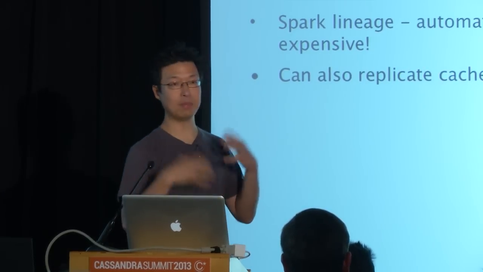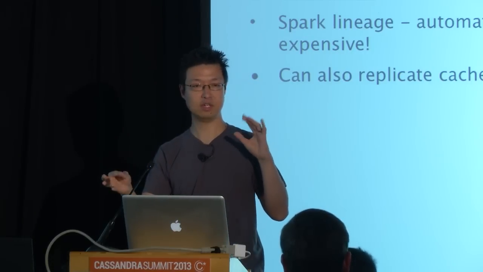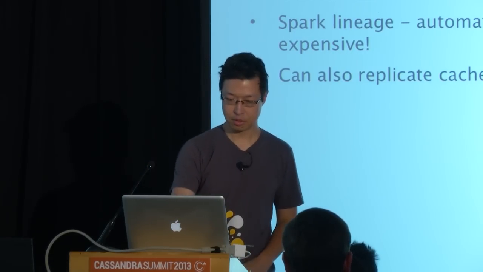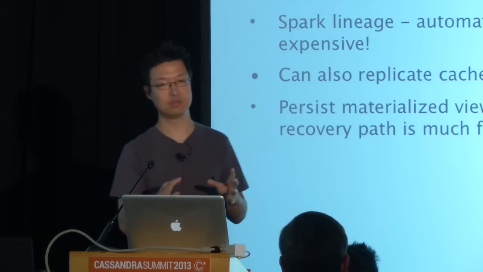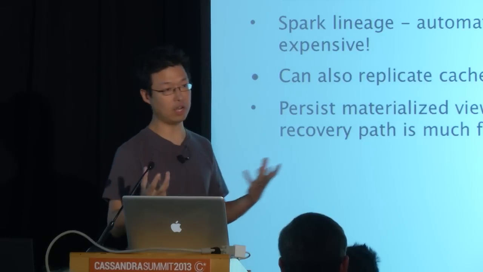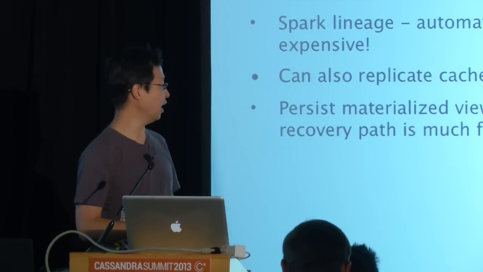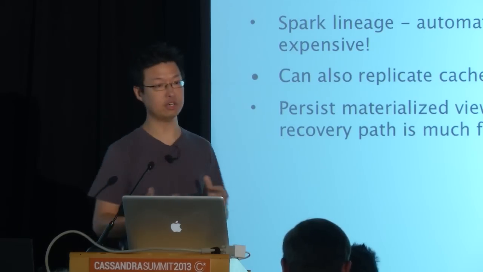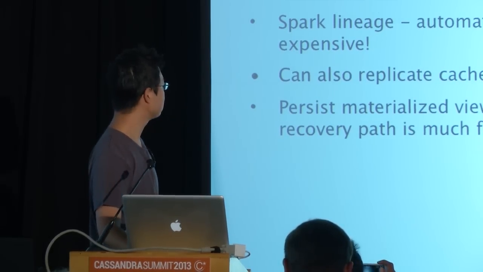However, it can also replicate cache data sets to two different nodes to survive the failure of any one node. Now, if you combine that with actually persisting materialized views, then you have a pretty good solution. You can have multiples of these processes running, and you can load whichever data set you want out of Cassandra or out of Tachyon.